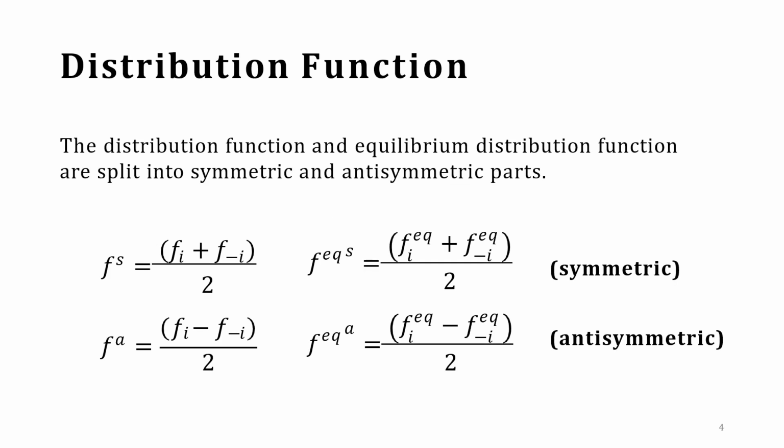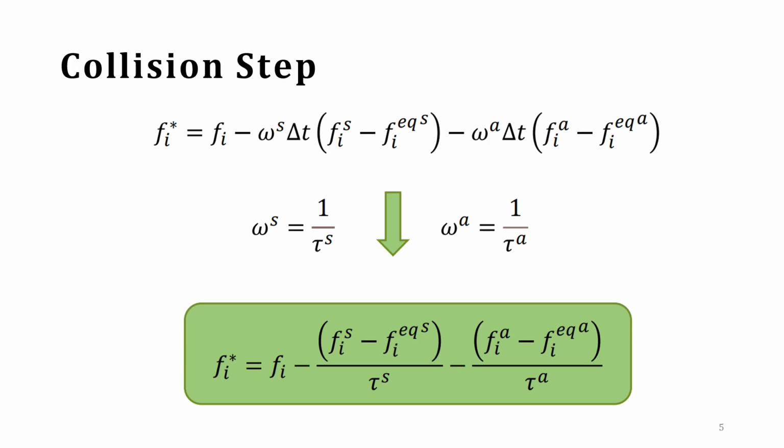For the Lattice-Boltzmann method with two relaxation times, the distribution function and equilibrium distribution function are split into symmetric and antisymmetric parts. The superscript S denotes the symmetric part and the superscript A denotes the antisymmetric part. F minus i is the distribution function with lattice velocities opposite to the ones of F i. The post-collision distribution function, which is F i star after the collision or relaxation step, is written as the first equation in this slide, with the lattice time step size delta t being 1 and the relaxation frequency defined as the following. The post-collision distribution function can be rewritten as the equation in the green box.